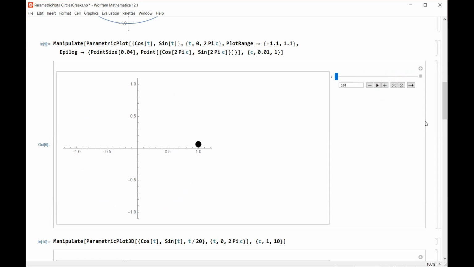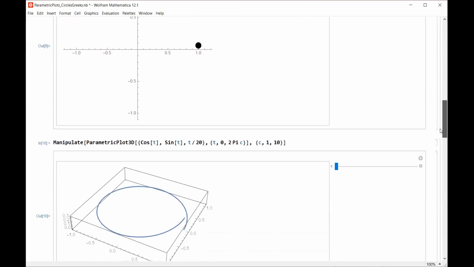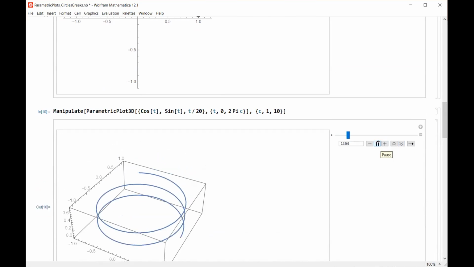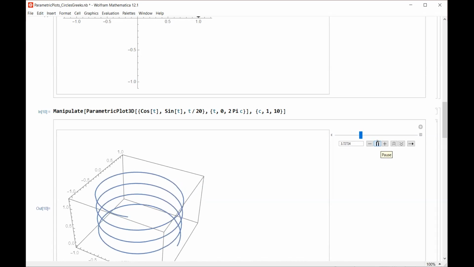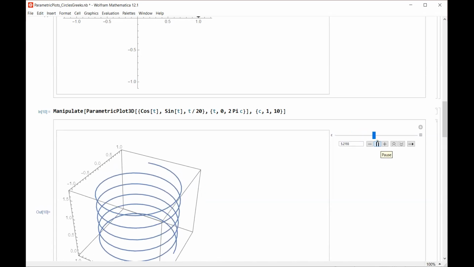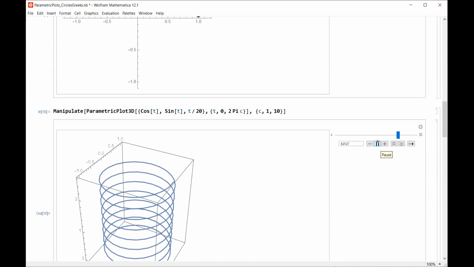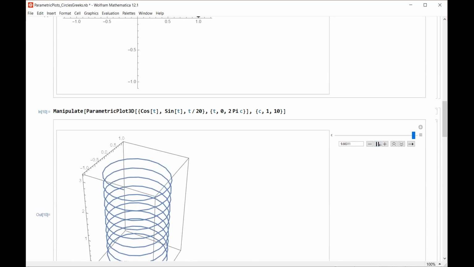You could do three-dimensional curves. Here x of t and y of t are the same, and for the z coordinate I'm just using t over 20. This will give us a nice helical structure. I'll have this play. You can see as time passes, it's going higher and higher. If you were to look straight down on it, you would see a circular motion. But from this angle, we can see that it is spiraling upward.